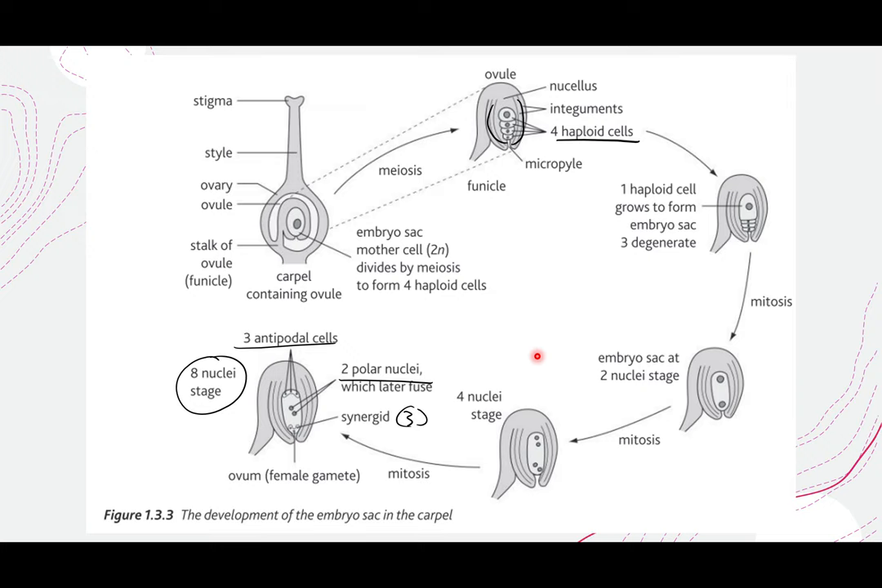This is what's gonna happen before we have what we call pollination and fertilization. So this is basically the development of the gynecium. So this is what's happening here.